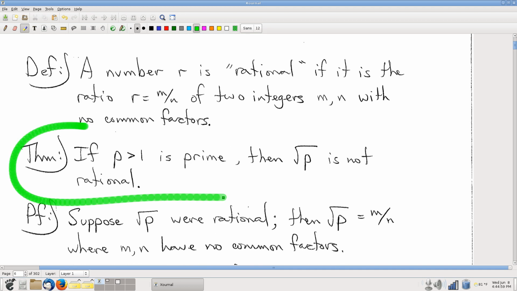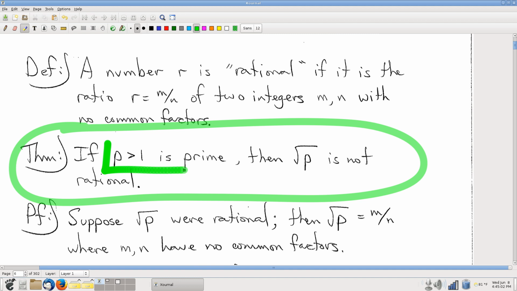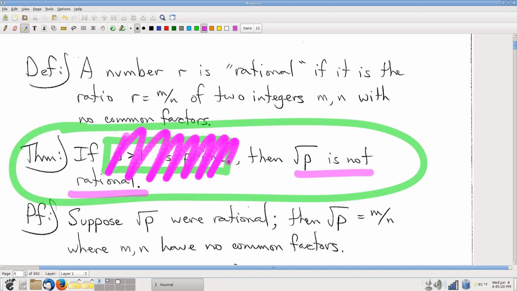Let's look at this theorem here. This theorem here has a condition, P must be prime, that is required for this conclusion to be true. So again, think about the number 9, right? If I just kind of gloss over the fact that 9 is not a prime, if I don't check that condition, then I'd go straight to the conclusion that says, hey, square root is not rational. Well, that's not true. The square root of 9, definitely rational. In fact, it's an integer.